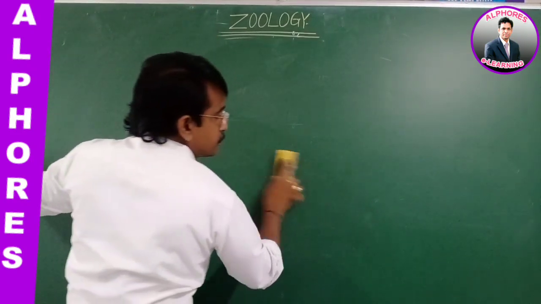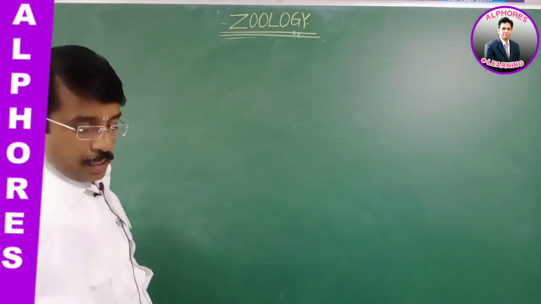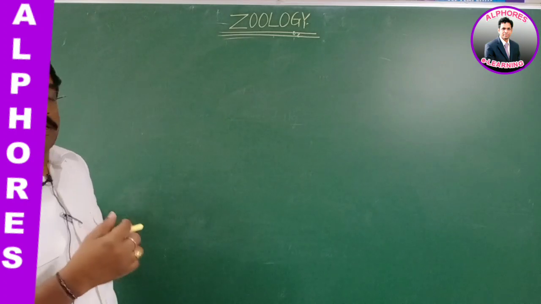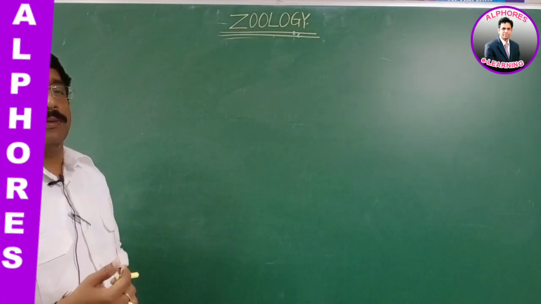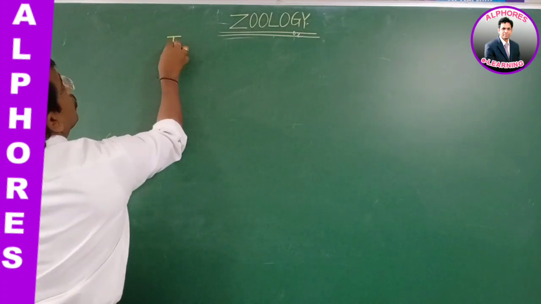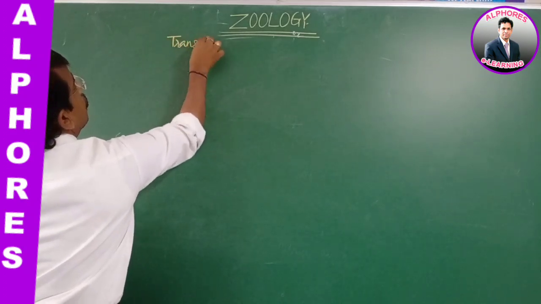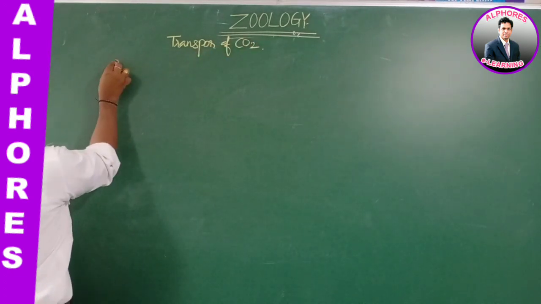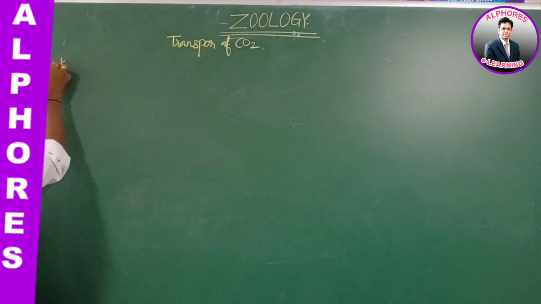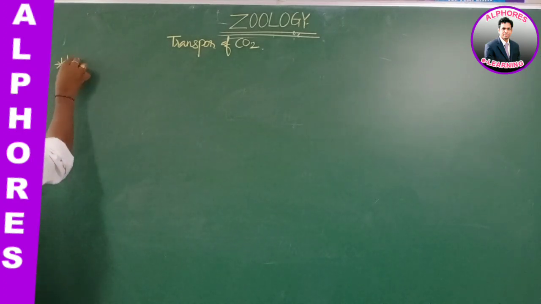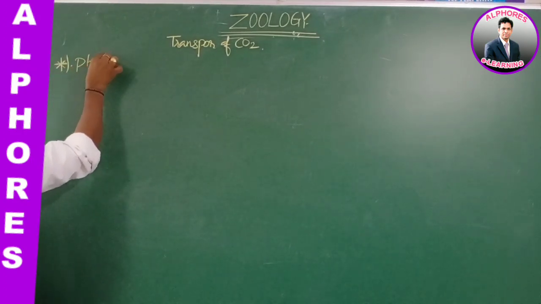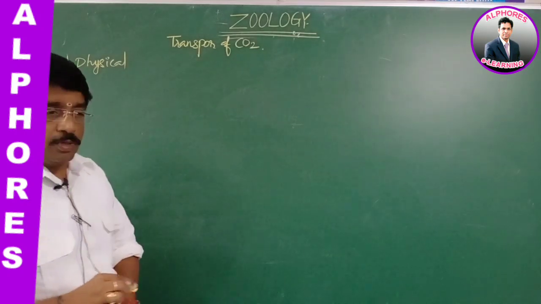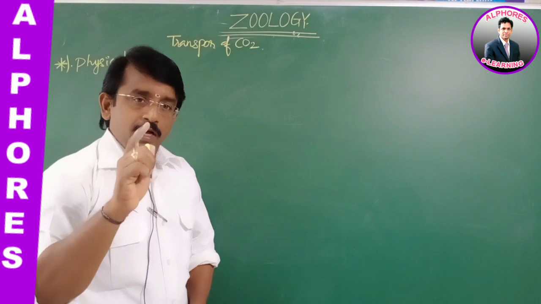Transport of CO2, as we have seen previously, also occurs in a compound form. Transport of CO2 also involves three phases. One, physical solution. The case with the transport of O2 and CO2 does not take place in the original form but in a compound form.